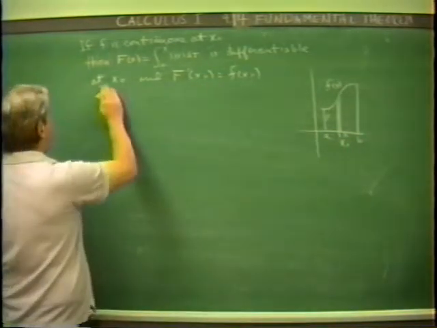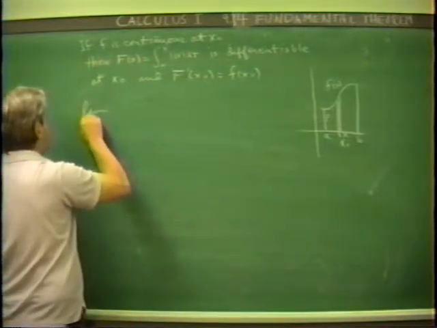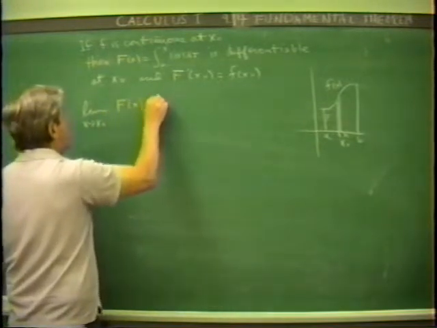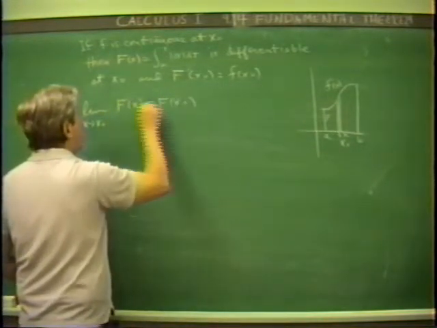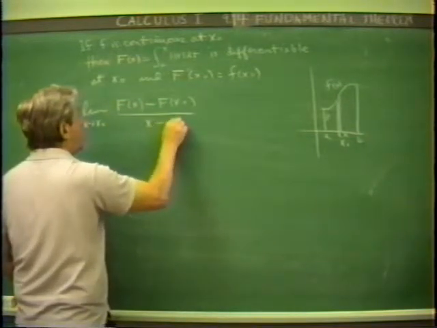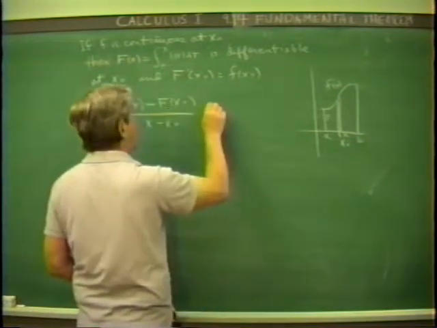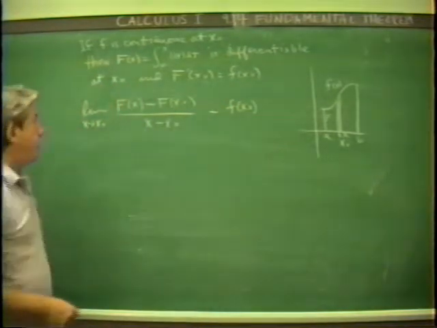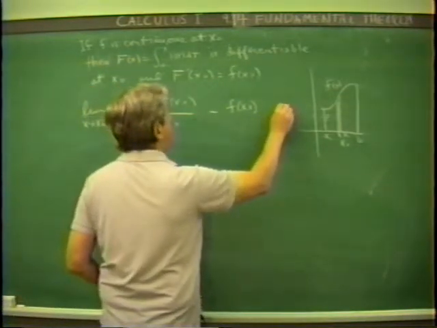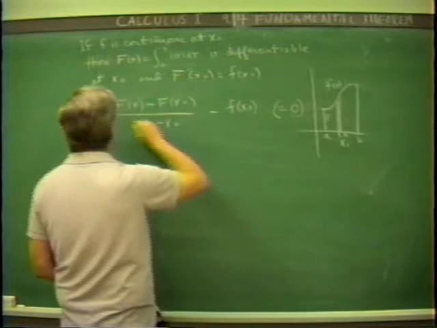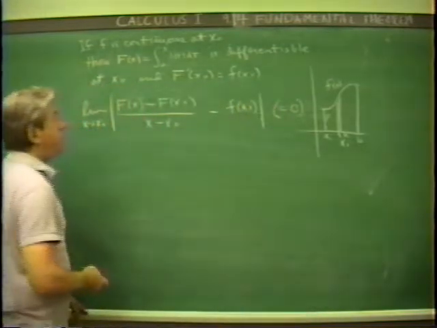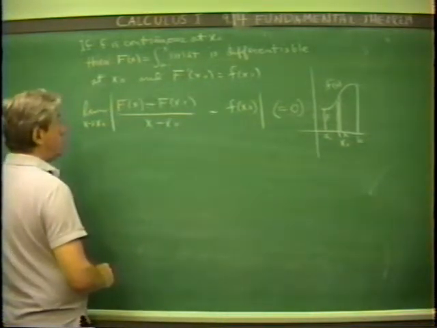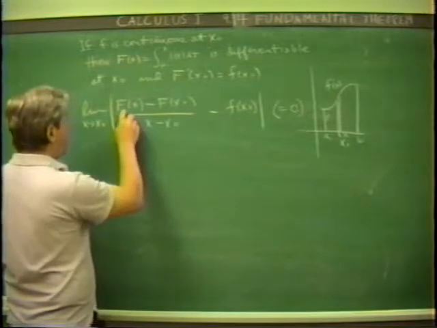We're going to compute the limit again from the right for x larger than x naught. When x is less than x naught, the situation is similar. So what we want to do is the following. We want to show that the limit as x approaches x naught of F of x minus F of x naught over x minus x naught is equal to little f at x naught. Or, if you like, that this minus little f of x naught has a limit of 0. So what we really want to do is look at the absolute value of this and show that it gets very small.